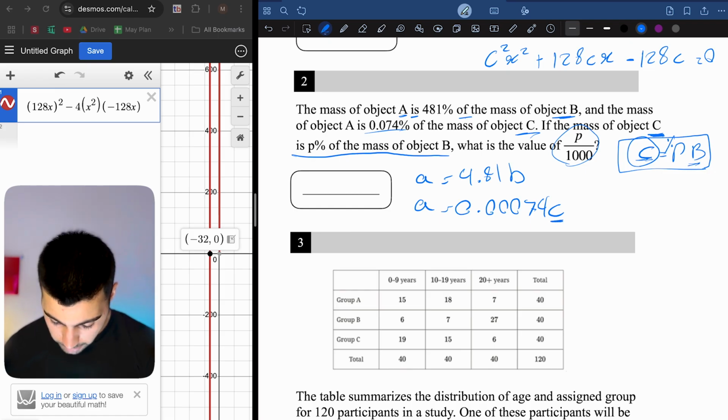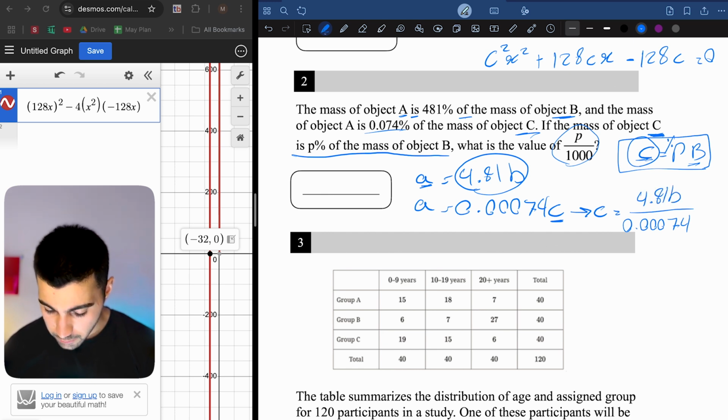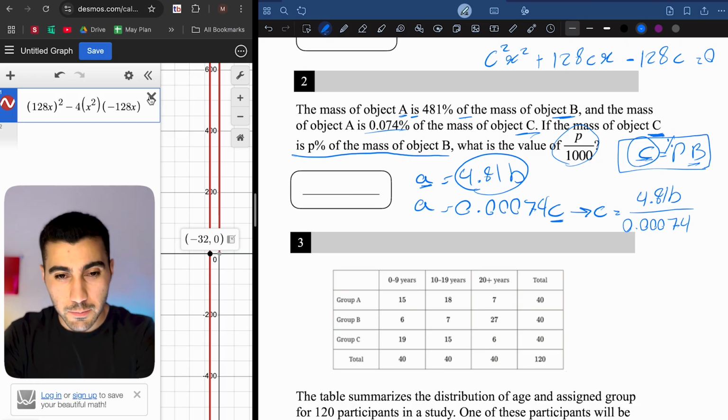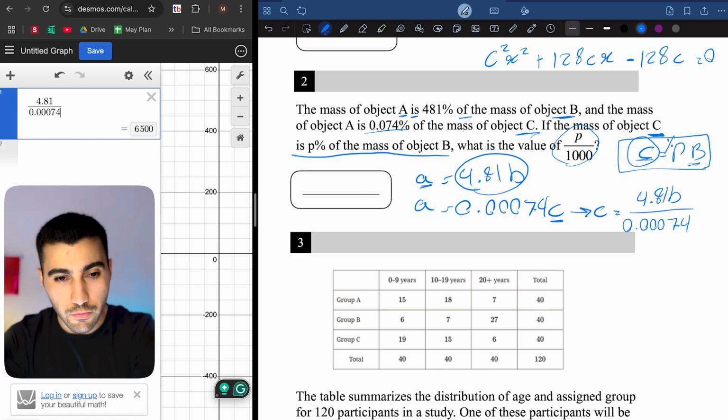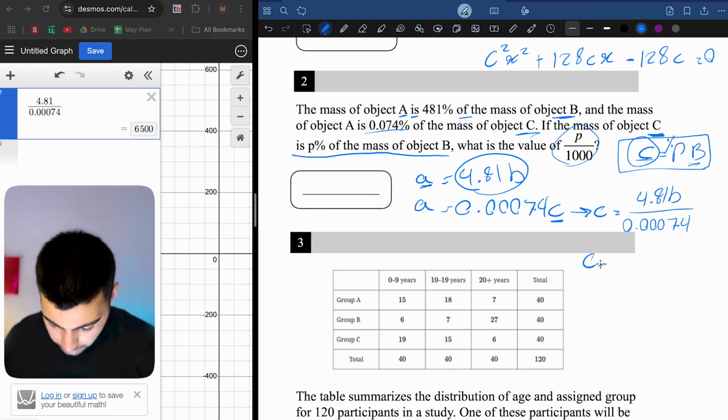So first I can isolate the c here. I'm going to do c is equal to a divided by, divide both sides by 0.00074. All right, and a is 4.81b, so I can put that here, 4.81b. There we go. That's it. So c is basically equal to 4.81 divided by 0.00074. That gives us 6500b. So C is equal to 6500B.